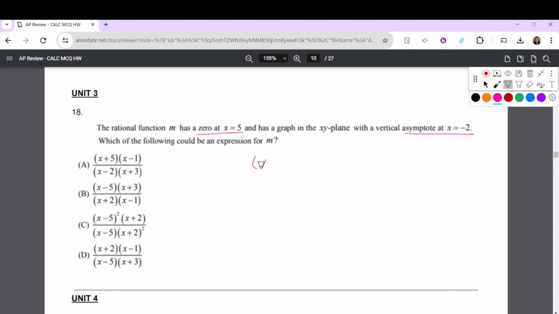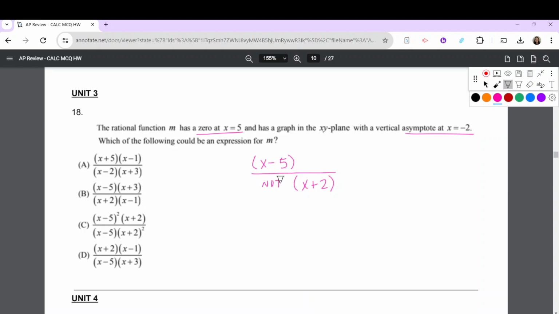Okay, if I have a 0 at 5, I know that I have to have x minus 5 in the numerator, and it cannot happen again in the denominator, because if it was also in the denominator, then it would either become a hole or a vertical asymptote. If I have a vertical asymptote at x equals negative 2, then I have to have x plus 2 in the denominator, and it cannot... I guess it could appear in the numerator, but it would have to appear more times in the denominator in order for it to turn into a vertical asymptote. So this is what I'm looking for.